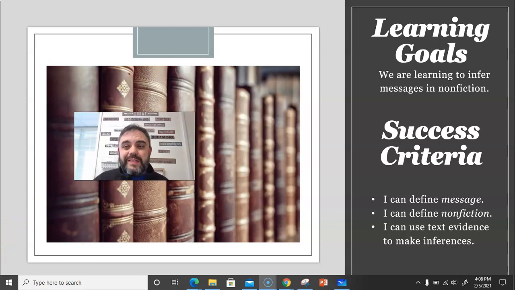Our learning goal for today is that we are learning to infer messages in nonfiction text. Along the way, we've got, count them, three success criteria. Much like yesterday, I can define message, I can define nonfiction, and I can use text evidence to make inferences. Now that we know where we're headed, let's dive into some vocabulary and then head on over to some examples.